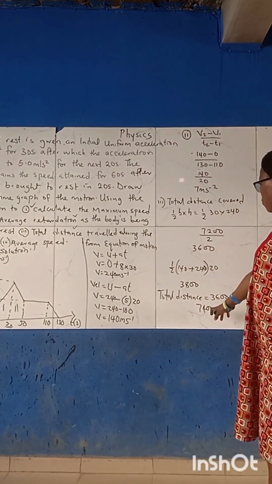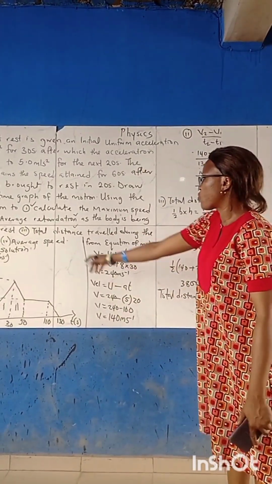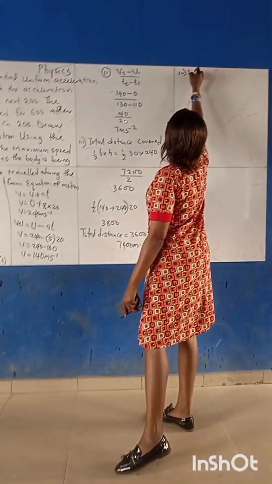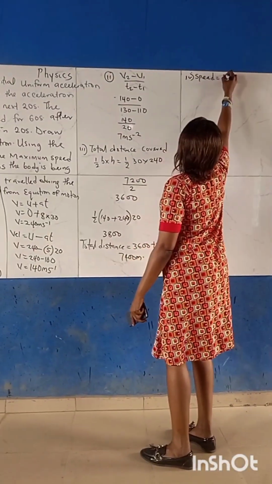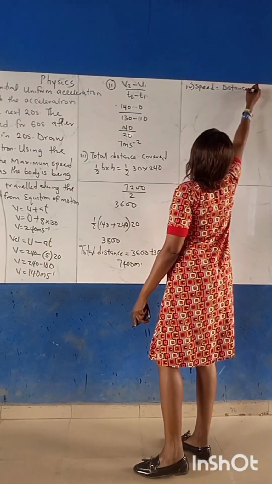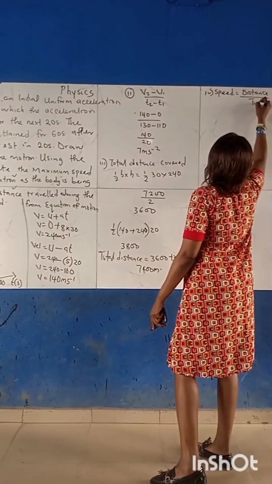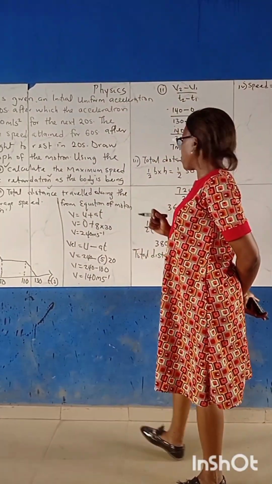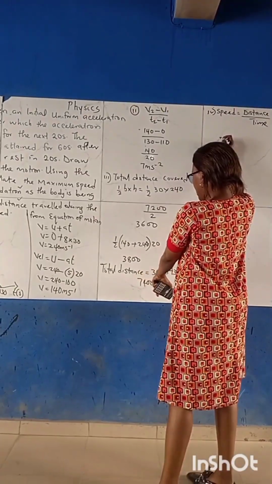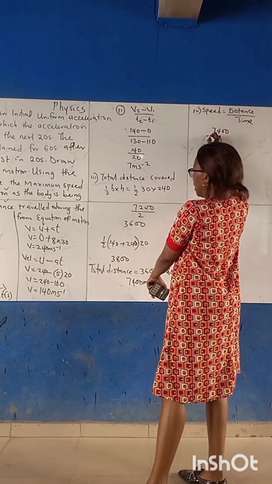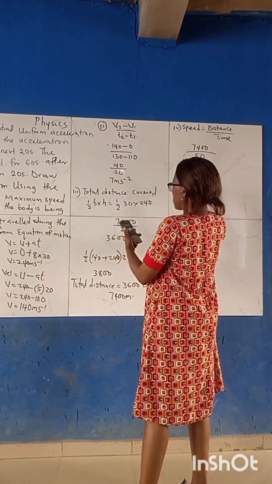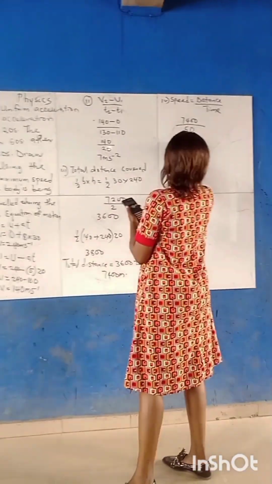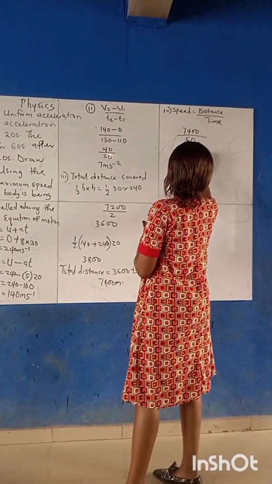That's 7,400. Then the final question says to find the average speed. And what is speed? Speed equals distance over time. Mind you, the average speed we have to find is for the first 50 seconds. So my distance is 7,400 and the time is 50 seconds. So that's 7,400 divided by 50, and that will give me 148 meters per second.